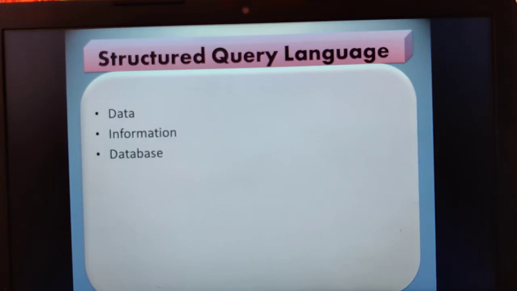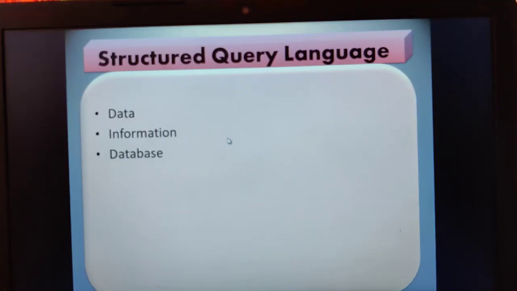Next, coming to the definition, that is the database. Now, a database is nothing but a collection of logically related data that is organized in a way that the data can be easily accessed, managed and updated. What is this database?